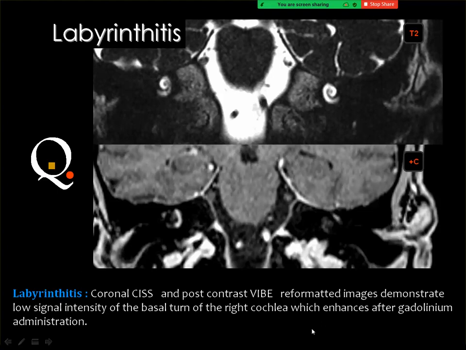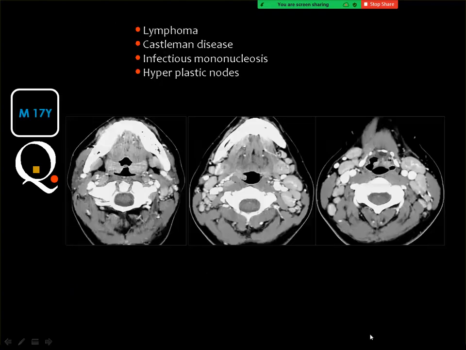In acute labyrinthitis, actually, in the T1 weighted image and in the T2 weighted image, you see nothing. But if you inject contrast material and you see some enhancement in the labyrinth, whether in the vestibule, in the semicircular canals, or in the cochlea, then you know that you are dealing with labyrinthitis.